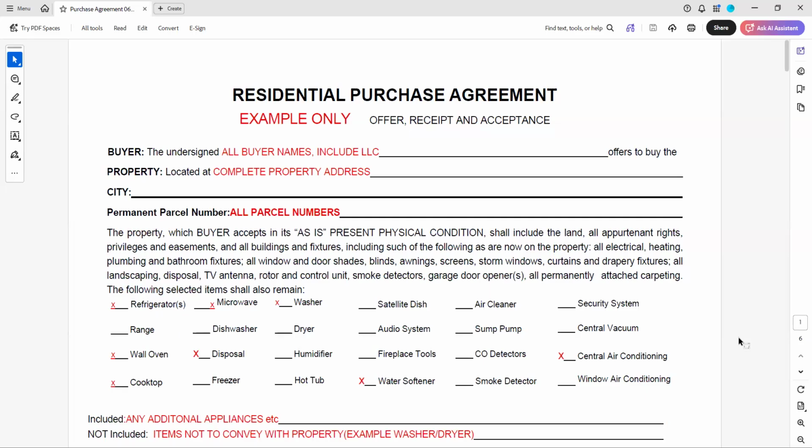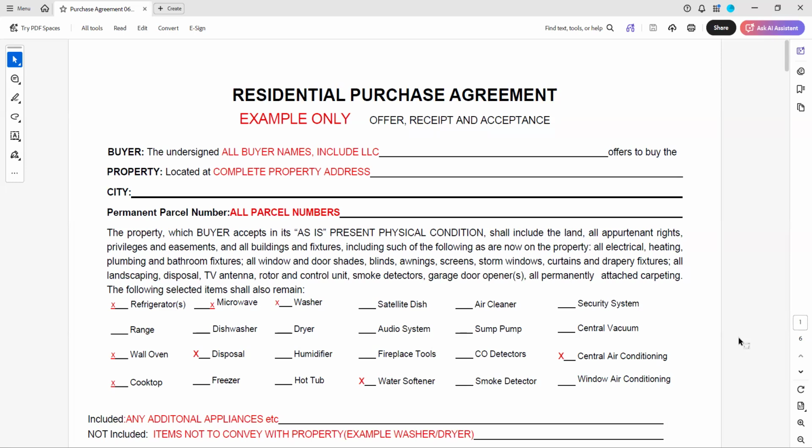Hello. Today we're going to go over the new purchase agreement that we have for Homestar. You're welcome to use the Ohio Board of Realtors purchase agreement if you like, but we also have this one now available for anyone to use. It's a little bit shorter and easier to read.